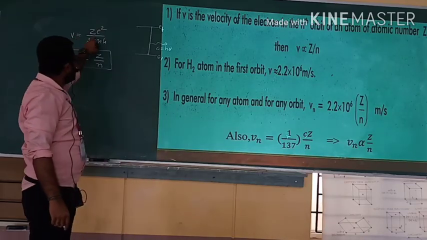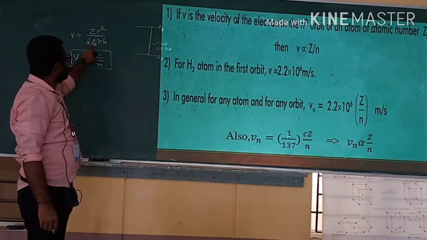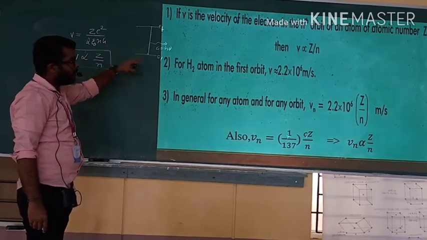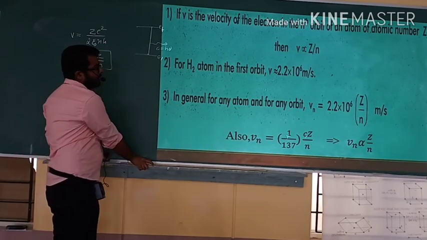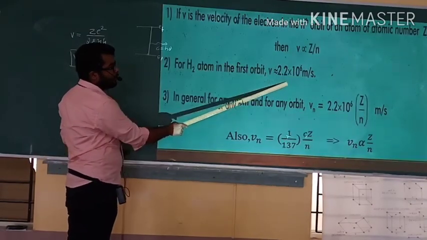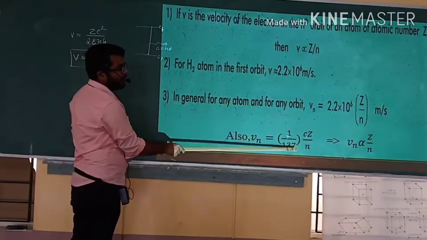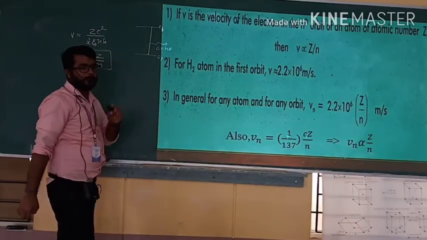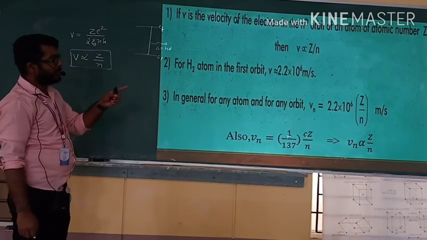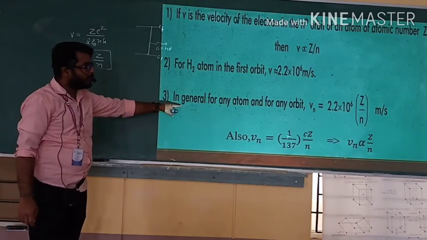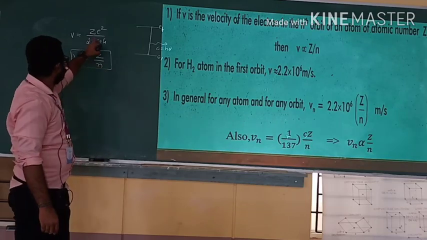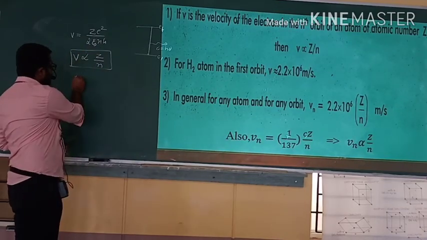On substituting all the values of e, epsilon naught, 2 and h, you get the velocity as v is equal to 2.2 into 10 to the power of 6 meter per second. You will get 2.2 into 10 to the power 6 meter per second. In general, you can write it as v.